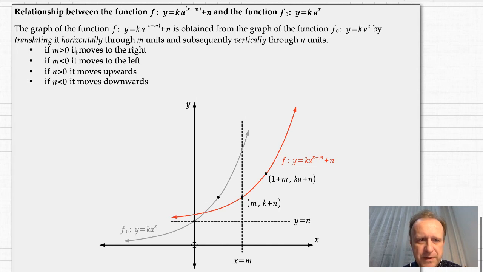If m is greater than 1, it moves to the right. If m is less than 1, it moves to the left. If n is greater than 1, it moves upwards. And if n is less than 1, again, if m is greater than 0, it moves to the right. If m is less than 0, it moves to the left. If n is greater than 0, it moves upwards. And if n is less than 0, it moves downwards.